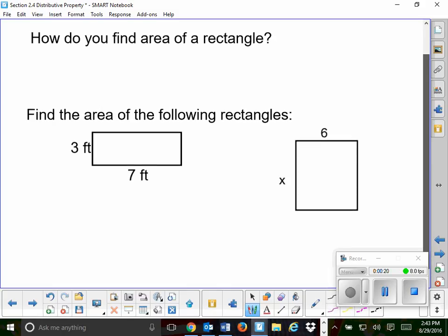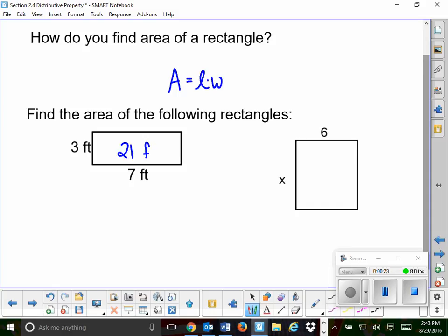Hopefully you remember from middle school that area of a rectangle is length times width. So hopefully you were able to get 21, and if you put feet squared in units, great. If not, I wanted to make sure you knew it was length times width. Over here, length times width would be 6 times x, and it's 6x. Please remember that we're not writing it with the dot in between, and we do want the number first.